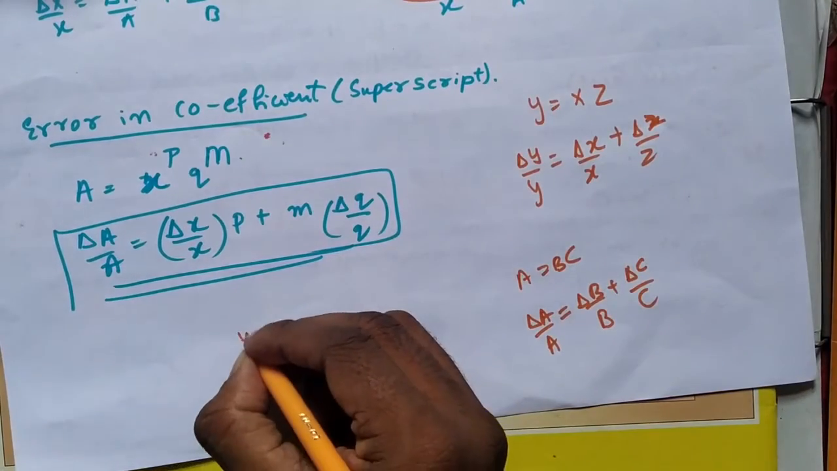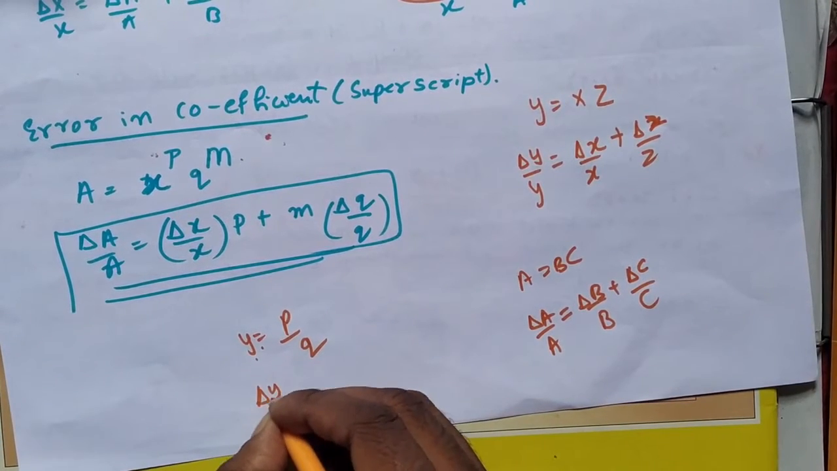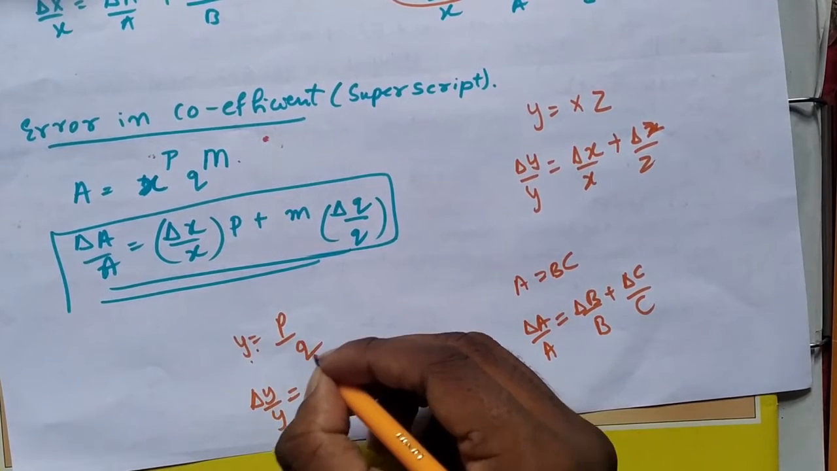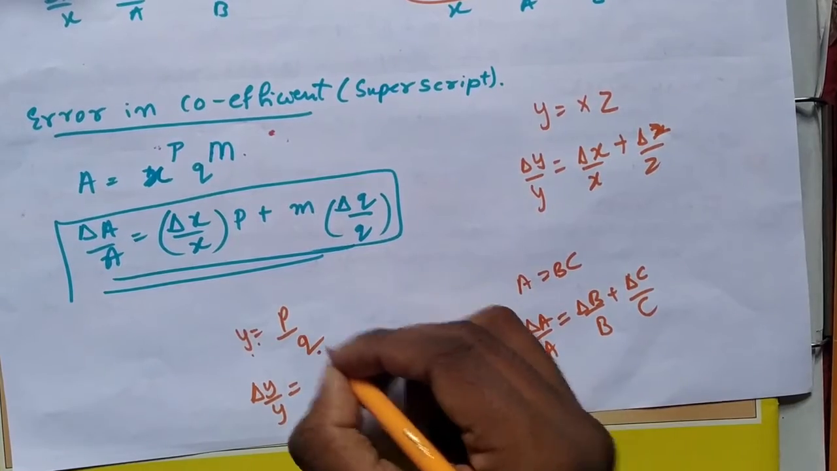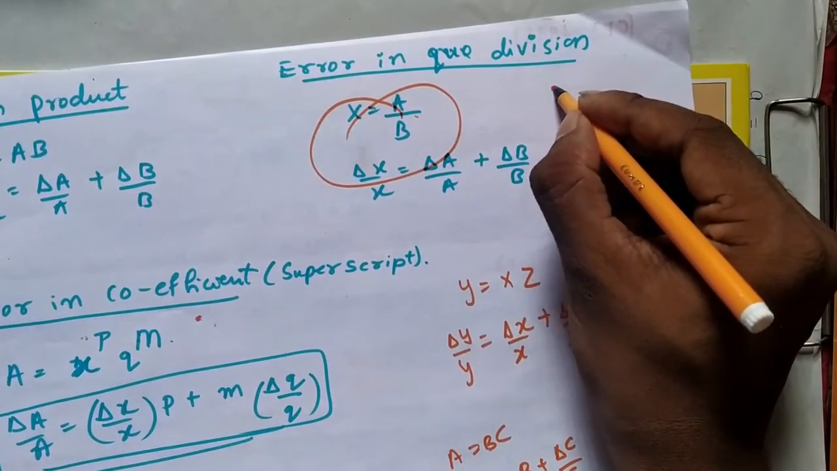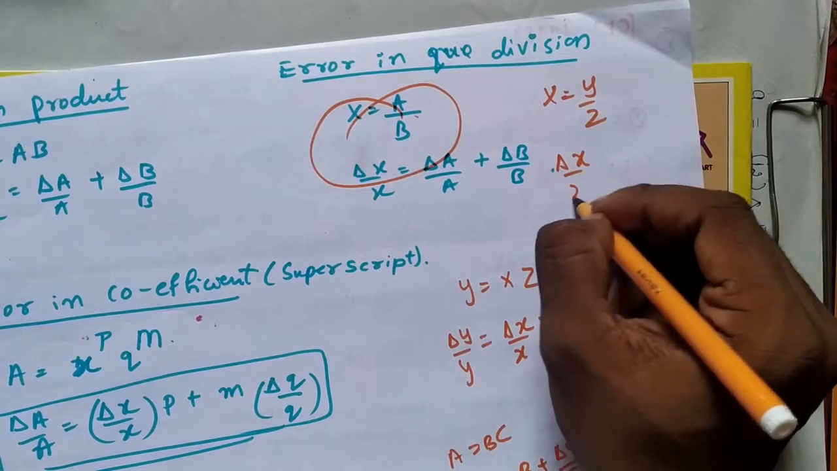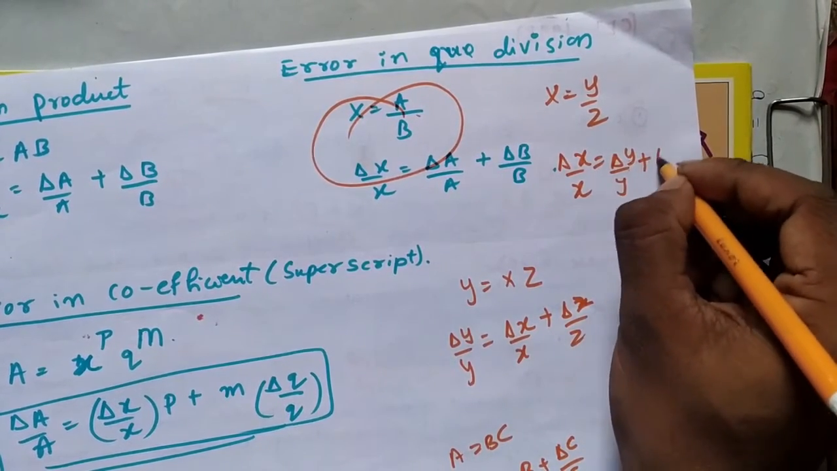For example, if y is equal to p by q, the left side error is delta y by y, and this side it is delta p by p plus delta q by q. It does not become negative. Some students make that mistake; it should be positive only. Now if I have x is equal to y by z, then delta x by x, the error of the left side, equals delta y by y plus delta z by z.